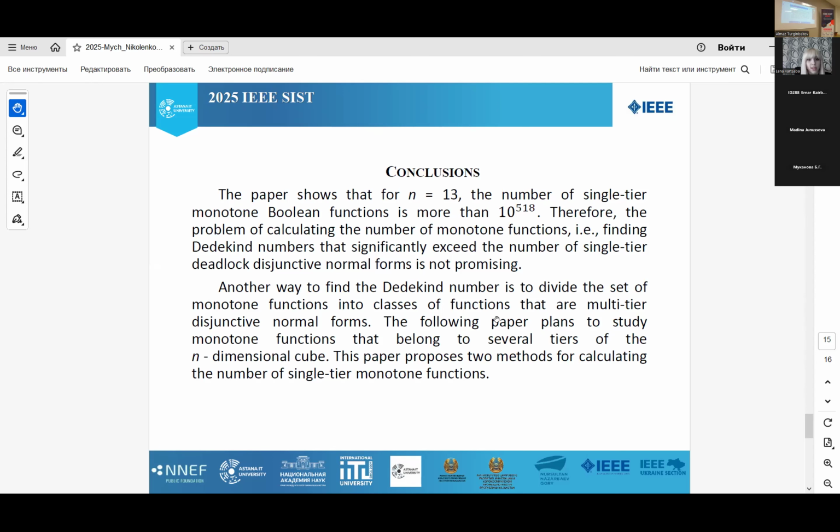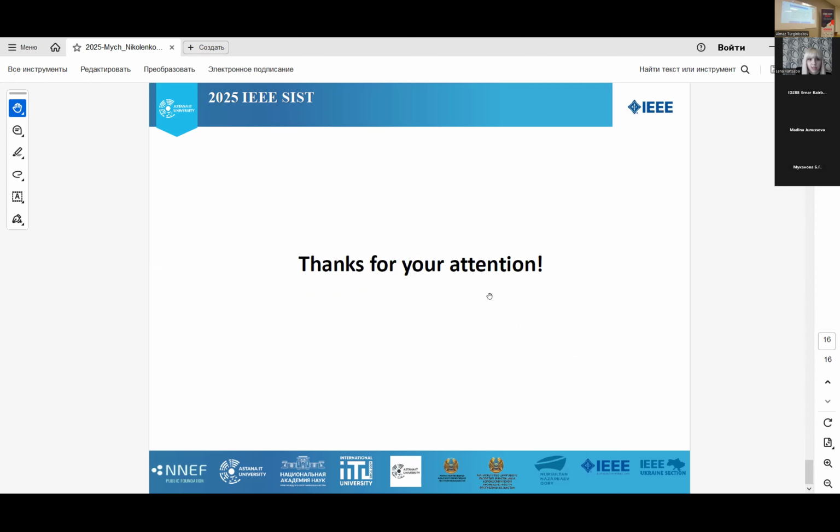Another way to find the Dedekind number is to divide the set of monotone functions into classes of functions that are multi-tier disjunctive normal forms. The following paper plans to study monotone functions that belong to several tiers of the n-dimensional cube, and this paper proposes two methods for calculating the number of single-tier monotone functions.